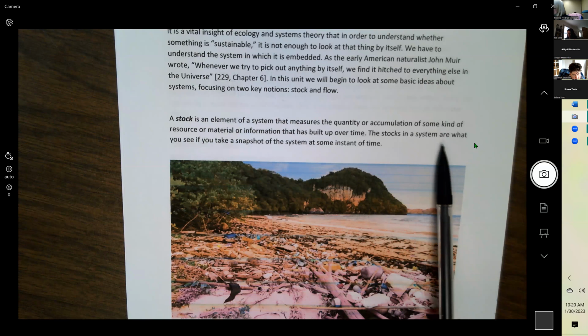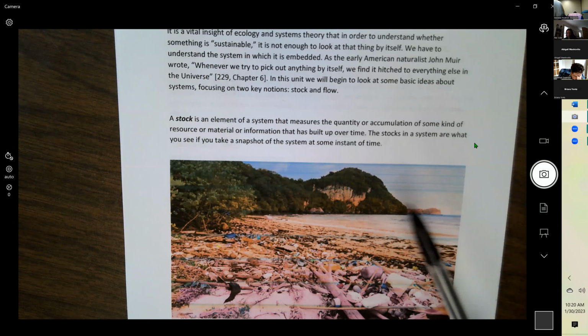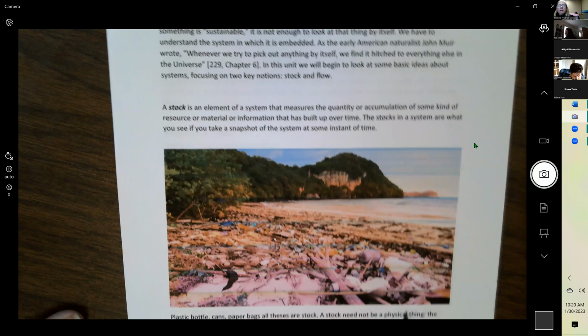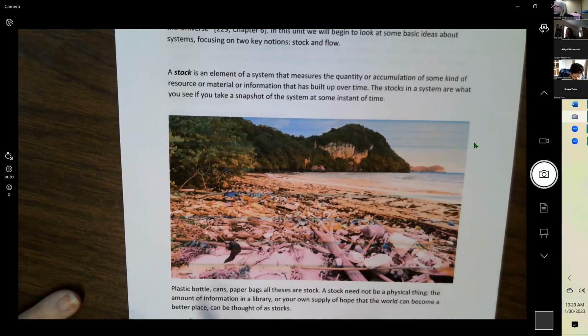The stocks in a system are what you see if you take a snapshot of the system at some instant in time. So this beach, there was a storm. Notice they have the list of what the stock was: plastic bottles, cans, paper bags. This isn't a very good picture from my printer. I guess I need to put ink in it. But anyways, all the objects that you can see, that's your stock.